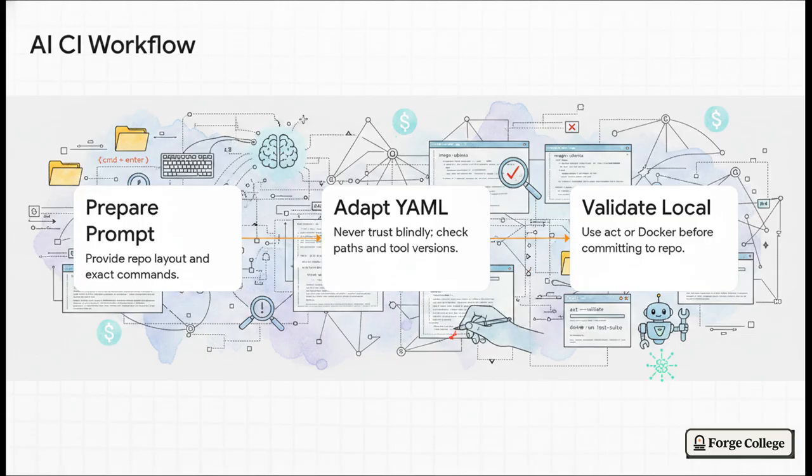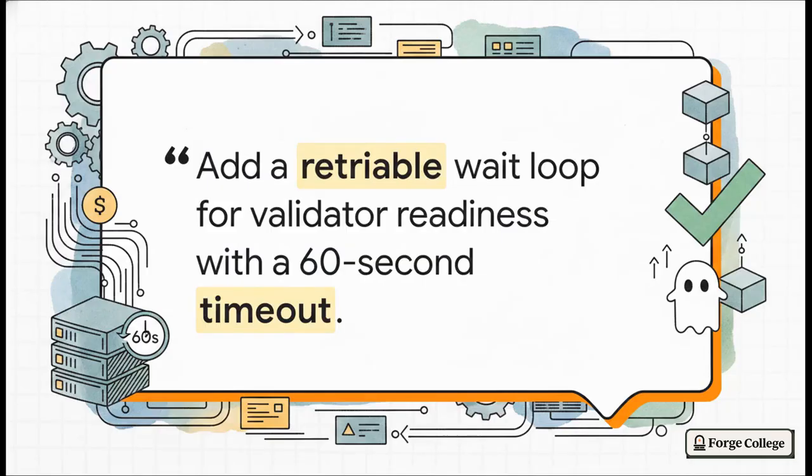And third, validate it locally using a tool like Act or Docker before you even think about committing it. Pushing broken YAML files 40 times in a row just to see if the CI finally passes is a rite of passage we can definitely skip. So, iterate with small, precise prompts to ensure your pipeline script is rock solid. For example, if your AI-generated script misses that crucial validator wait time we just talked about, don't waste time rewriting it yourself. Just tell the AI, add a retriable wait loop for Solana test validator readiness with a 60-second timeout. Keep your prompts targeted like that, and you'll sketch out a bulletproof pipeline in minutes.